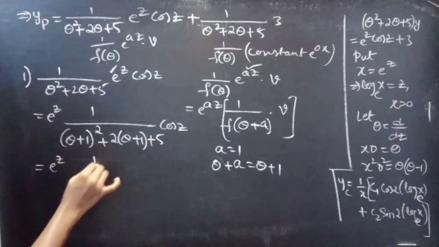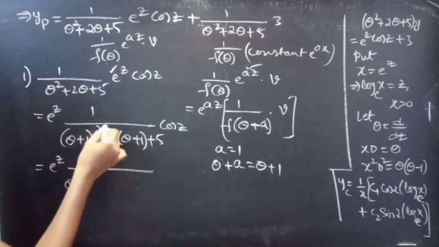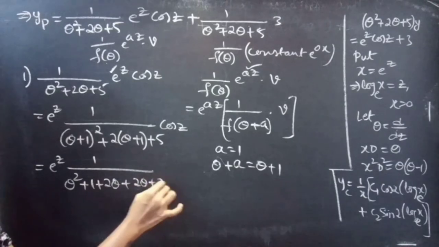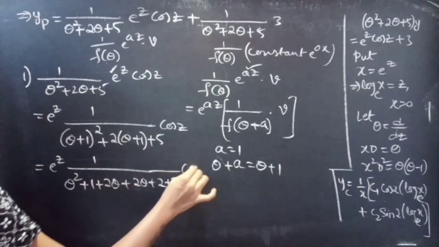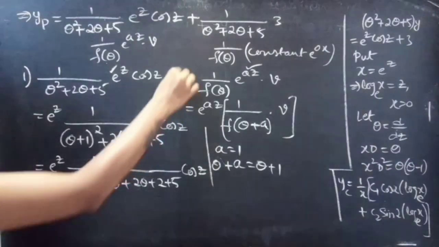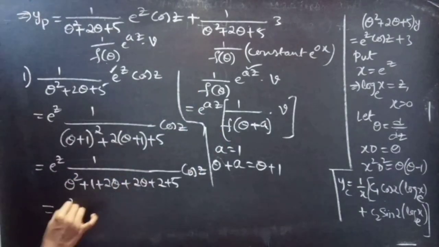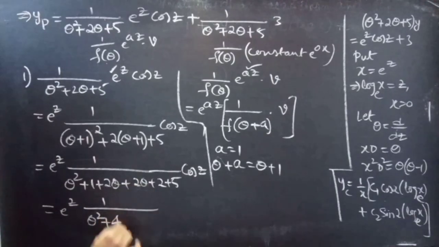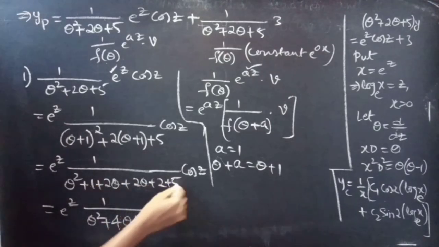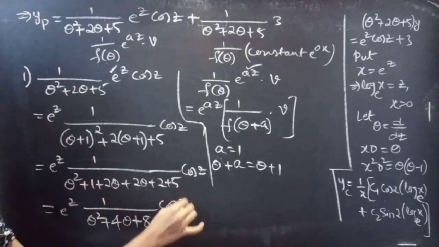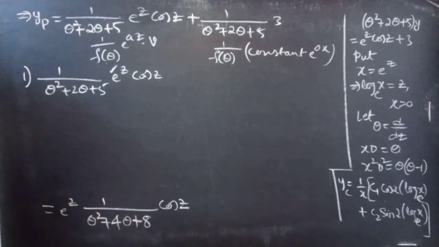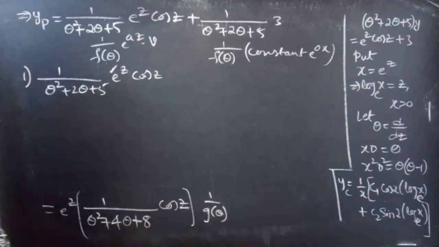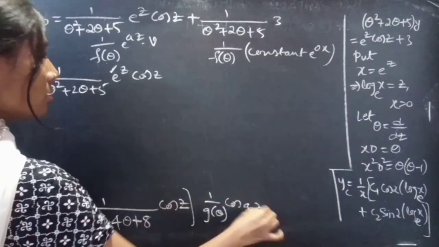This equals e power z into 1 by, expand theta plus 1 whole square, we'll get theta square plus 1 plus 2 theta, plus 2 theta plus 2 plus 5 into cos z, right? Which equals e power z into 1 by theta square plus 2 theta plus 2 theta is 4 theta, plus 2 plus 1 is 3, 3 plus 5 is 8, into cos z. And this is of the form 1 by some function of theta into cos az, right?